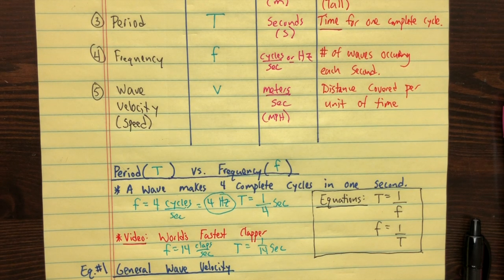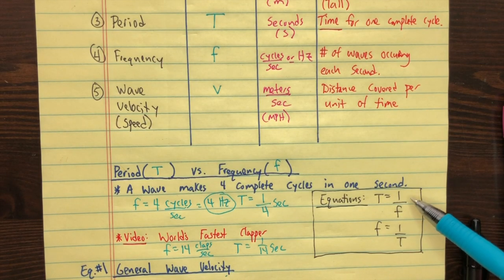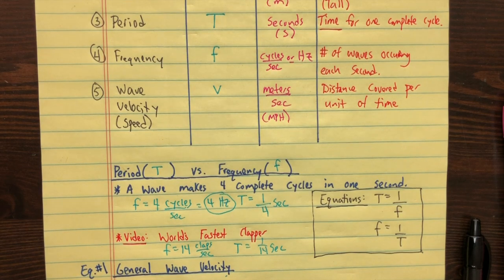All right, we're gonna give you one more equation, and then we're gonna call it a day here. So it says equation number 1, general wave velocity equation. And you might be thinking, well, there's equations up here. Yeah, we're gonna use these ones, but really this is the first one that we need to have down. So I call it equation number 1, and then we'll get equations number 2 and 3 tomorrow.